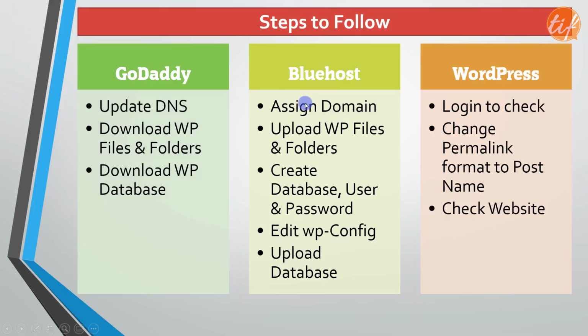Now in Bluehost we had these 5 steps. We have assigned the domain, we have uploaded the WP files and folders, we have created a database, username and password. We have also edited the WP config file, and we have uploaded the database. So our main process is now complete. However, we'll go to WordPress, we'll log in to check if everything is working fine, and also we need to change the permalink there. So let's go to WordPress.